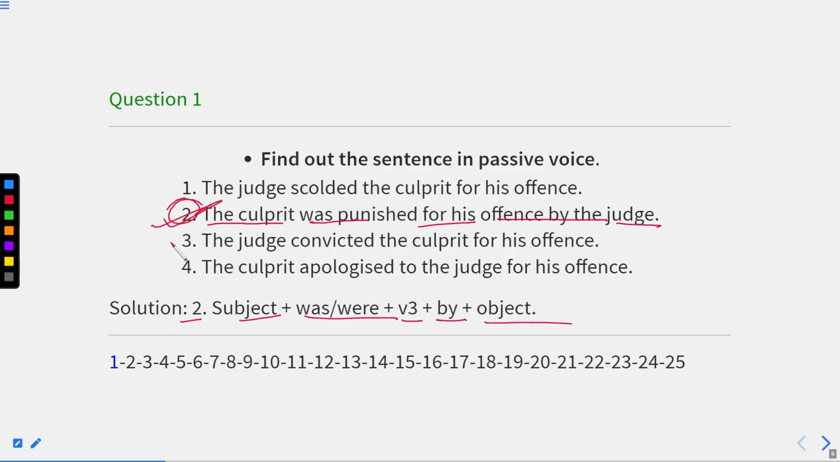This is actually the past indefinite tense, the conversion of past indefinite tense into passive voice. Here the correct active sentence can be, the judge scolded the culprit for his offense. This is the active structure, and this is the passive structure of the same. So here second will be the correct answer. Now let us move to the third one.